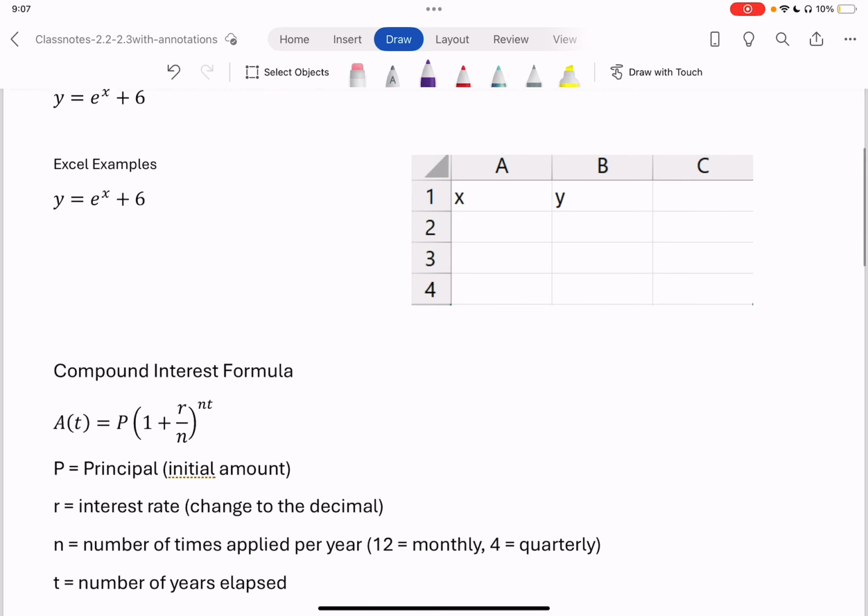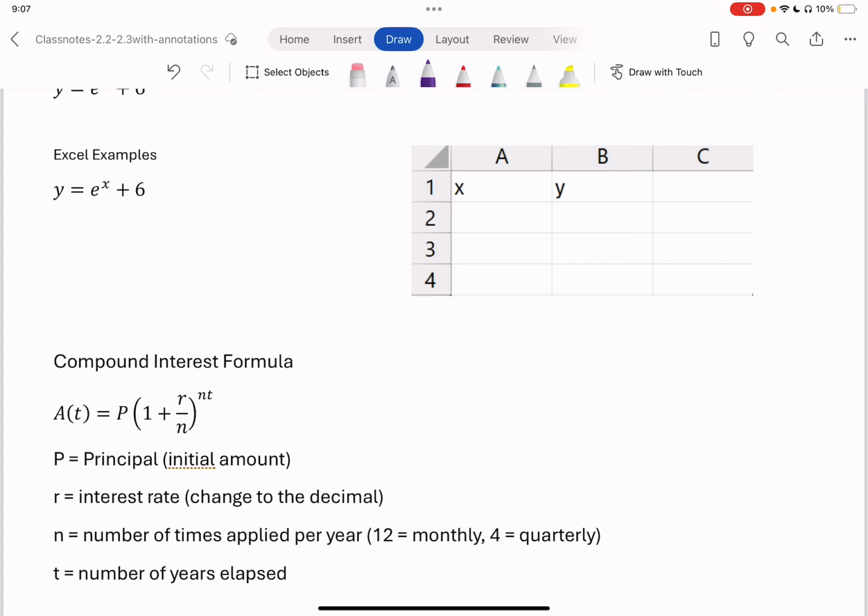Let's say you have this exponential equation, y equals e to the x plus 6, and they're asking, what is the value of the equation when x equals 2? In Excel, you just put your 2 in for your x, and then your formula will look like this. Then you hit enter and you get a value. If I did everything correctly, this comes out to be 13.3891.